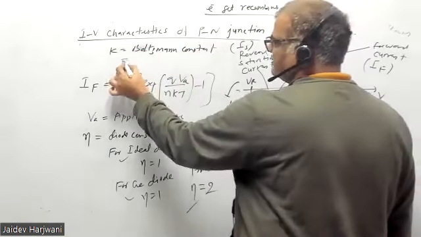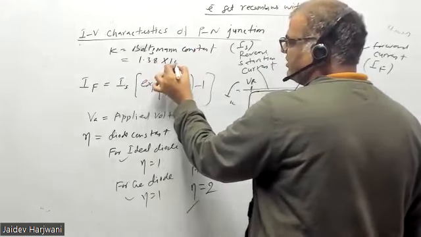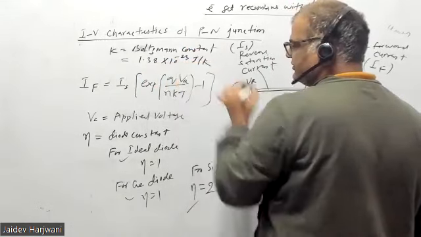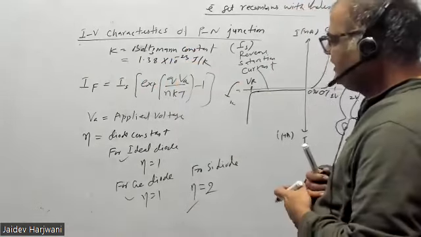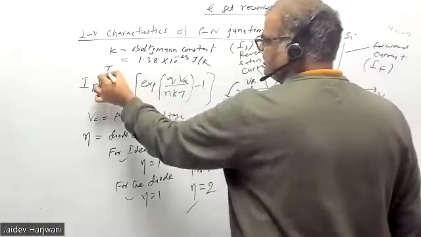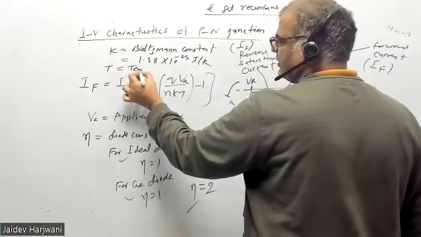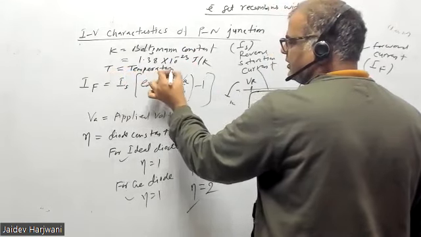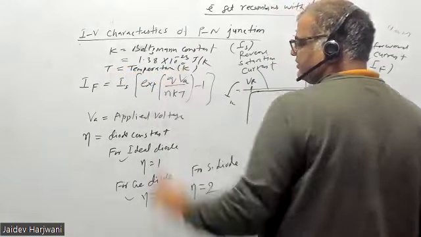What is the value for this one? 1.38 times 10 raised to the power minus 23 joule per Kelvin. T is the temperature in Kelvin, degree Kelvin.